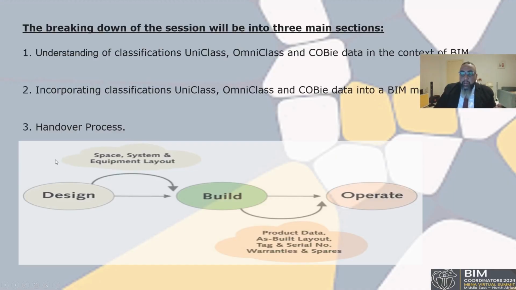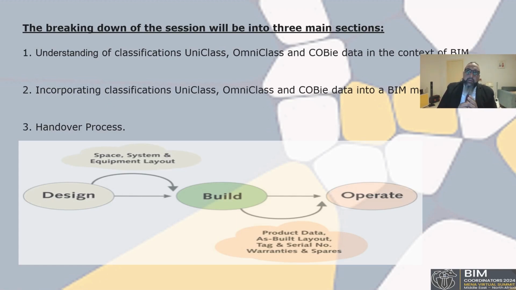As a breakdown for my session, I divided it into three main sections. First of all, we will start a discussion about the understanding of classification data like Uniclass and Omniclass. This is the most famous right now, the trend for facility management. Then how about the COBie data, Construction Operations Building information exchange, and how this is incorporated with our BIM model. This will be the second section. We will start, as in most of the Middle East, here.